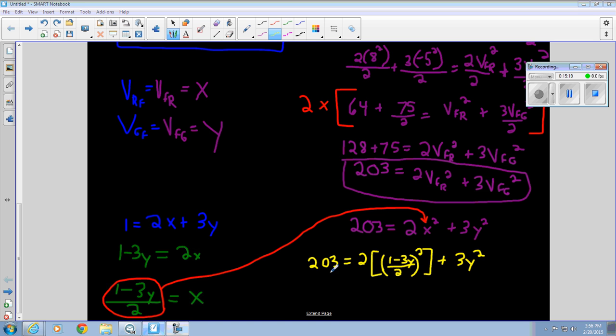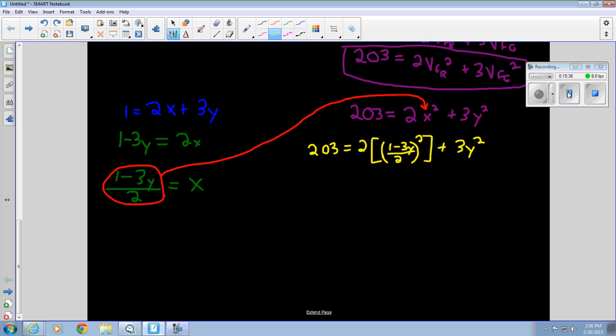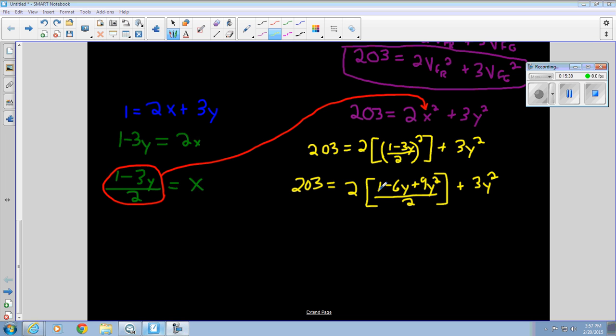So when I plug this in, we've got 203 equals 2 times the entire term of (1 minus 3y) over 2, the whole thing squared, plus 3y squared. So we'll start solving for y. And when we square that entire term, 1 squared is 1. We've got a negative 3y times 1 plus a negative 3 times 1. It's going to give us negative 6y plus 9y squared. You can FOIL this out if you need to. FOIL the top, square the bottom. Excuse me, this shouldn't be 2, this should be 4.